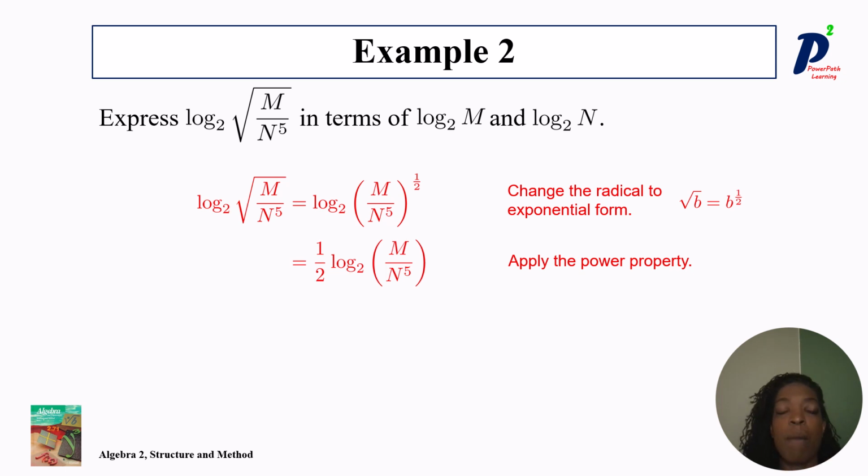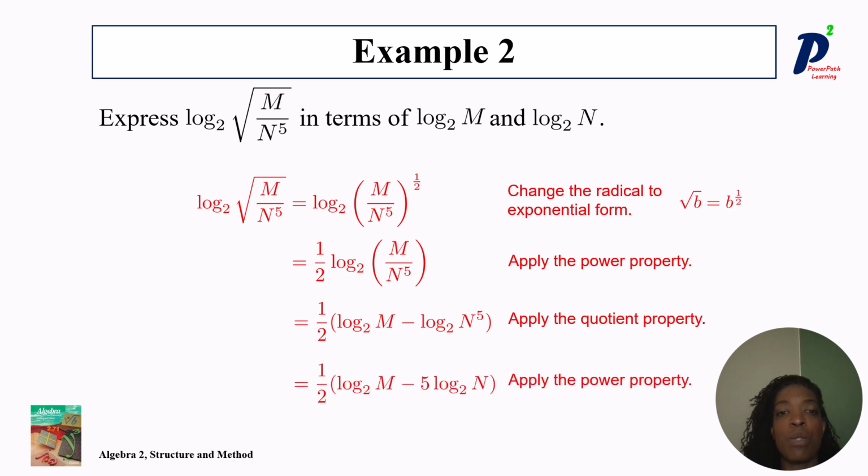And inside of my logarithm, I have a fraction, which means I'm going to use the quotient property to split it into a difference. Finally, I still have that 5 on my power on my n, so I'm going to drop that down using the power property.